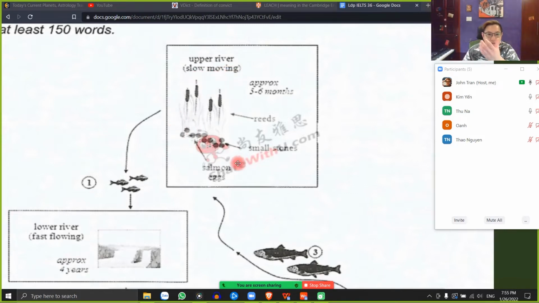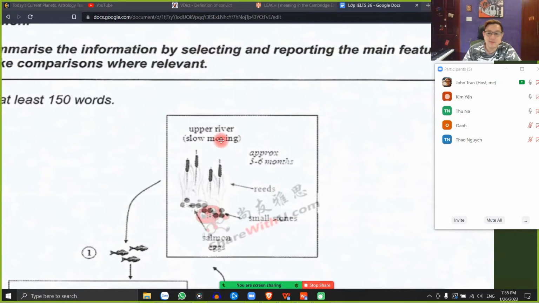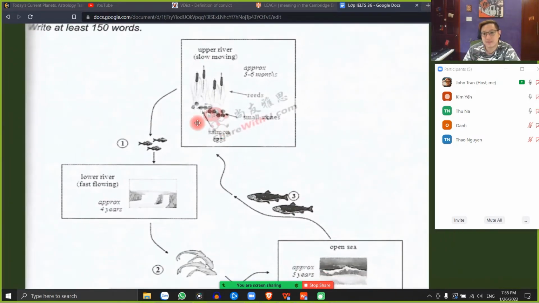So basically, you can say that the stone and the reeds protect the eggs from being washed away by the river flow, you know. Okay. If you have read about the lives of a salmon, you would know that when the salmon finds its way to the upper river and it lays eggs, probably a lot of them have been exhausted already and they died there. They died at the upper river. But that part is not included here. So do not try to add things you are not given here, okay, in the essay.